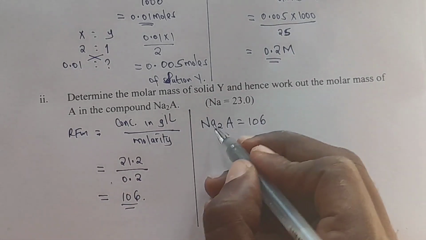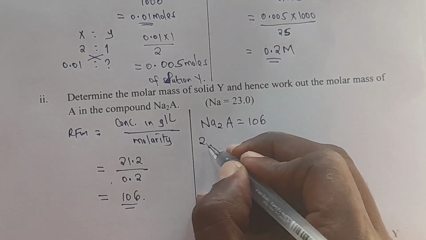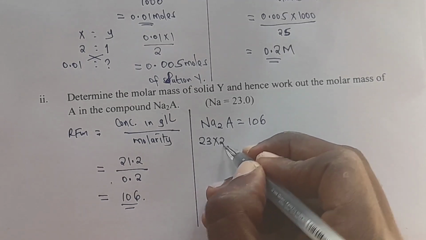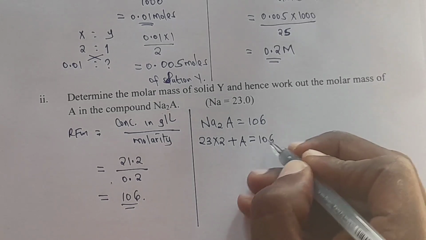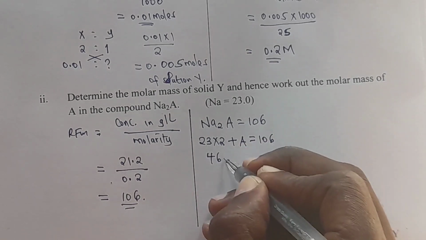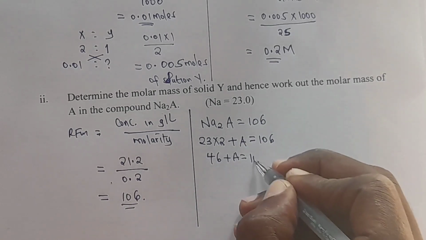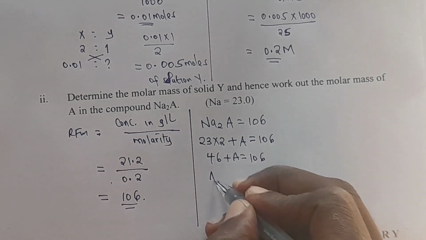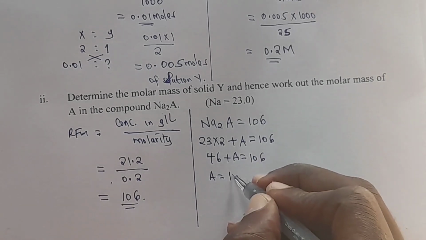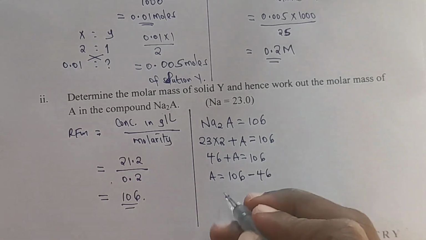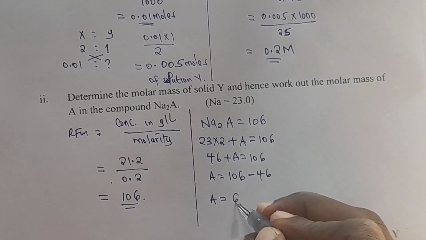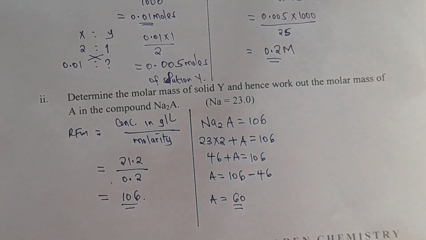Okay, then Na, we have its relative atomic mass to be 23. We multiply it by 2 plus A will be equal to 106. So this one, it is 46 plus A will be equal to 106. That means A will be equal to 106 minus 46. So A, we are going to get 60. So that will be the molar mass of A is 60. That's the end of our lesson.